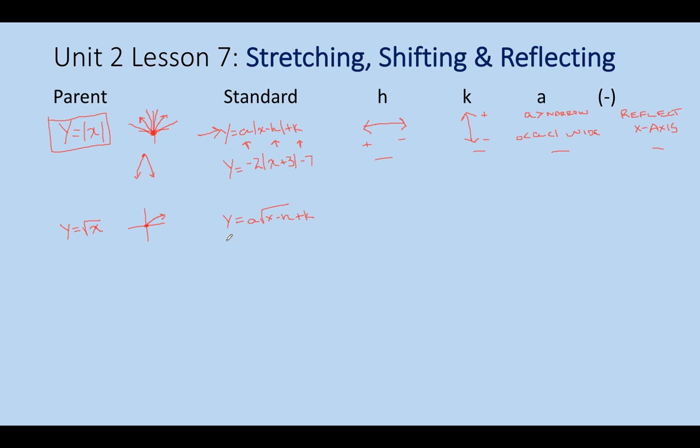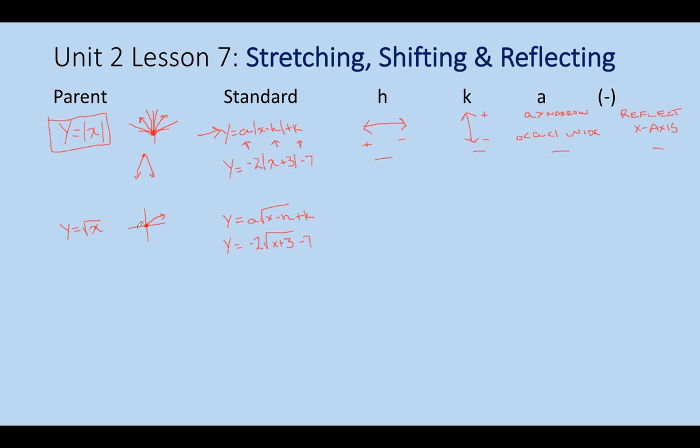Okay, so again, if I had something like y equals negative 2 times the square root of x plus 3, minus 7, what I would do is I would take that key point, like the vertex with absolute value, be the starting point with my radical function.